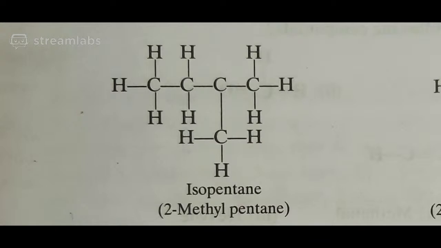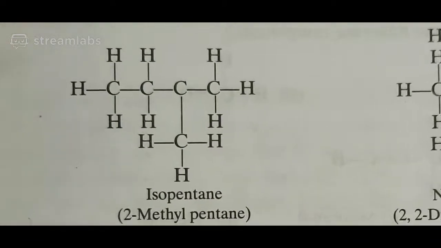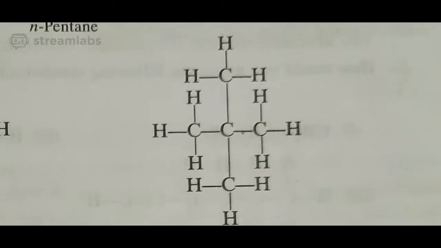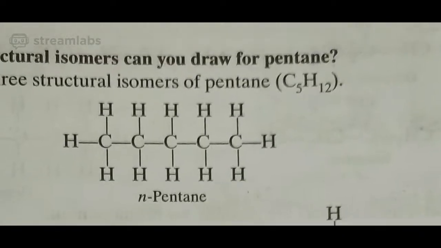Even the other name is 2-methyl pentane. Actually the second name is quite wrong. It should be named as 2-methyl butane. 2-methyl butane is the right answer. I think somehow it was a typing mistake. Okay, but you just name it as isopentane. This is isopentane, neopentane, n-pentane. Okay, these are the isomers of pentane.